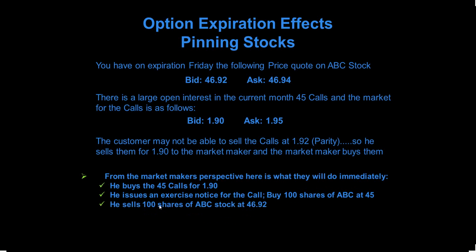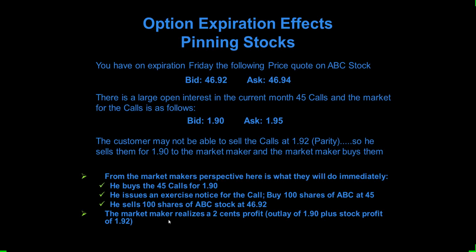Then he turns around and sells 100 shares of ABC stock at $46.92, right? That's the selling right there. So if you look at it, he just exercised it for $1.90. He sells it for $46.92. He makes 2 cents profit on that. It's a guaranteed profit. Now, it doesn't sound like a lot, but that's 2 cents profit on every one that he does. And if he does that 5,000 times a day, that's $1,000 a day. And that's how market makers make their money.